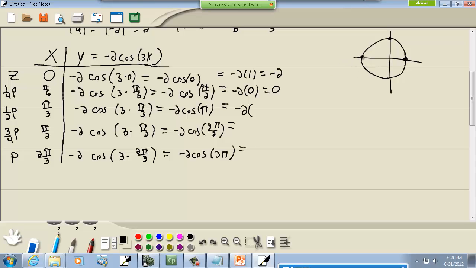We're over to here. Cosine of pi is negative 1, so we got negative 2 times negative 1, which gives us a positive 2. Now I'm to cosine 3 pi over 2, which is here, and x is 0 there, so negative 2 times 0 is 0. And I'm back to here, which would be back to 1, so this is back to negative 2.